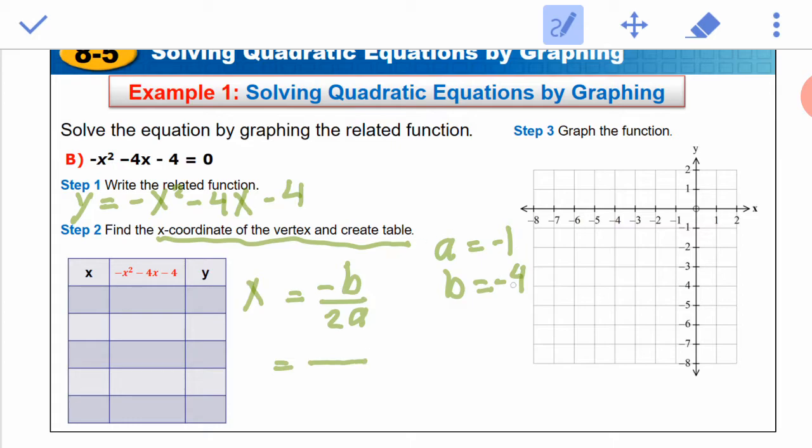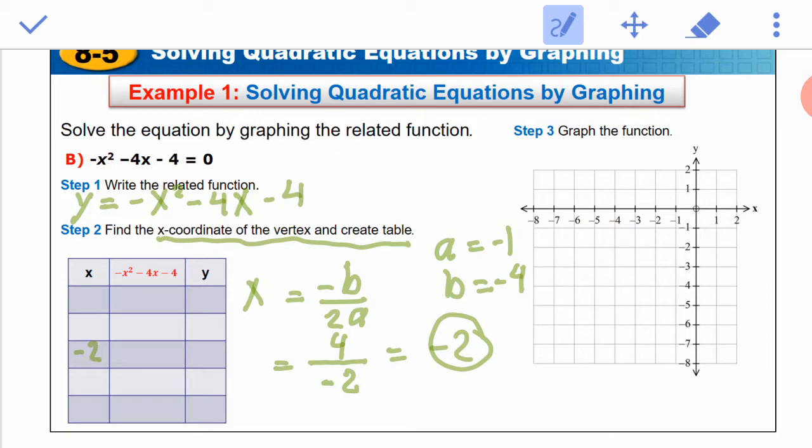-b, it means -(-4), it's going to be 4. 2a, it's 2 times -1, simplifies to -2. 4 over -2 is going to be -2. So my x value of the coordinates of the vertex is going to be -2. This is my guide. I'm going to place this -2 in the middle of the table.